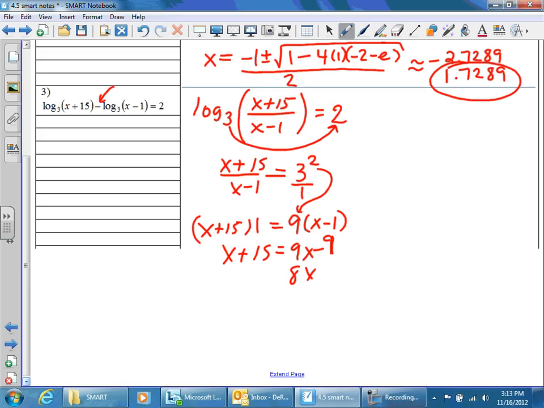Oops. And let's check again and make sure this will work. Positive 1. So is 3 greater than negative 15? Yes. And is it greater than 1? Yes. So there's your answer. You guys are doing awesome. Hang in there.